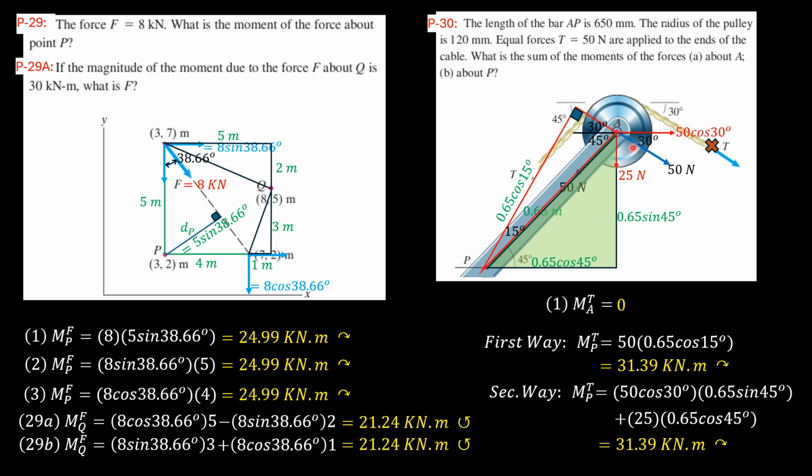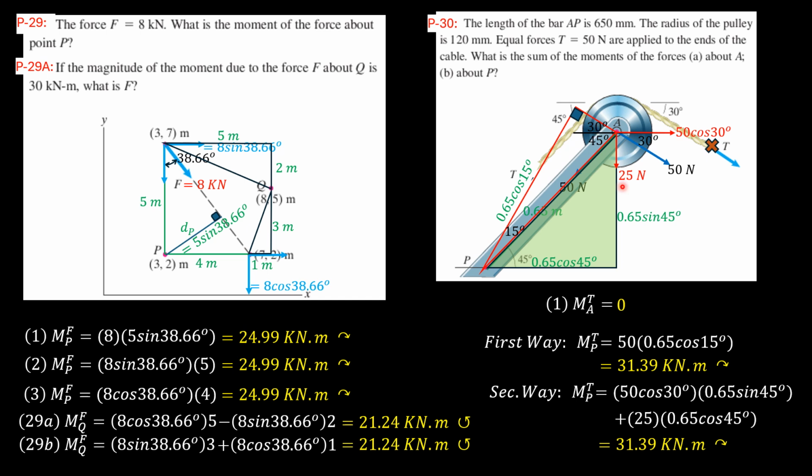For the second way, let's resolve the 50 newton force here into two components. One is 50 cosine 30 degrees, and the other one, the vertical, is 50 sine 30. So that's why you have 25 newtons. Then another right triangle is constructed. Since this angle is 45 degrees and the hypotenuse is 0.65 meters, this horizontal leg is 0.65 cosine of 45 degrees and the vertical leg is 0.65 sine of 45 degrees.